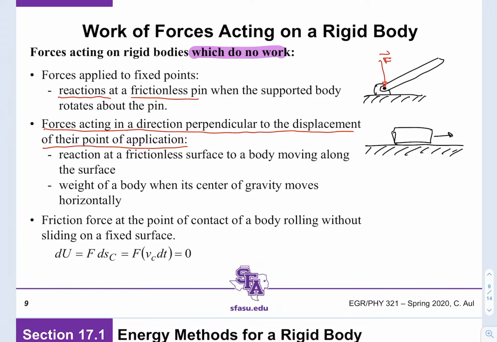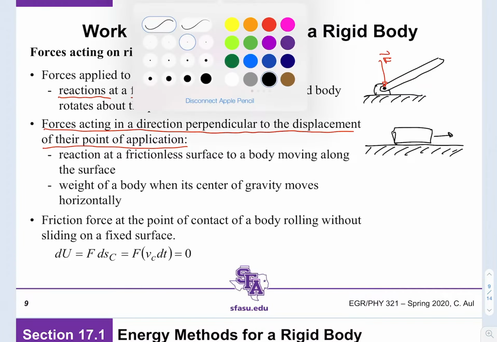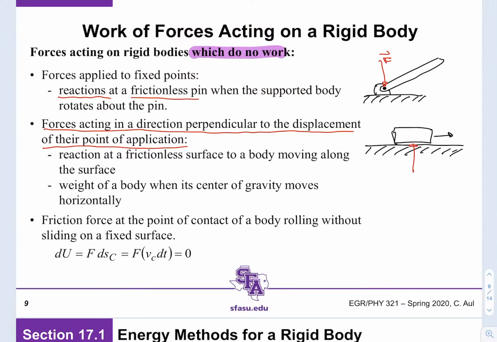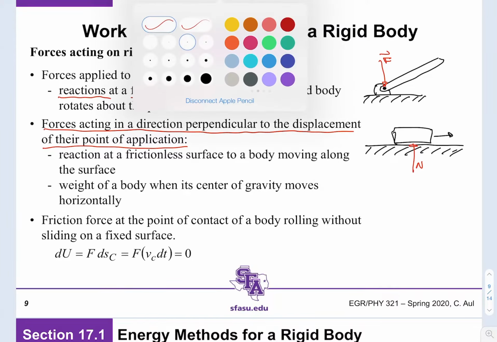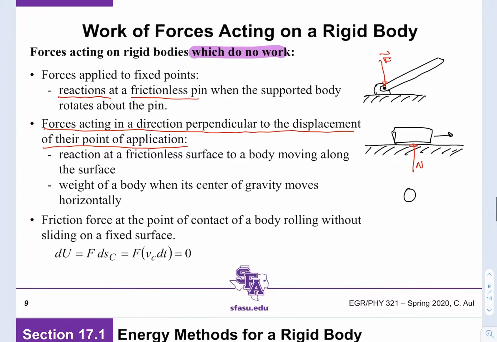Another one is if we have forces acting in a direction perpendicular to the displacement of their point of application. An important thing to think about: say I have a body moving along a frictionless surface, moving in this direction. If I replace the ground with a normal force, the normal force here is going to do no work. The same thing goes for the motion of a body and its weight.